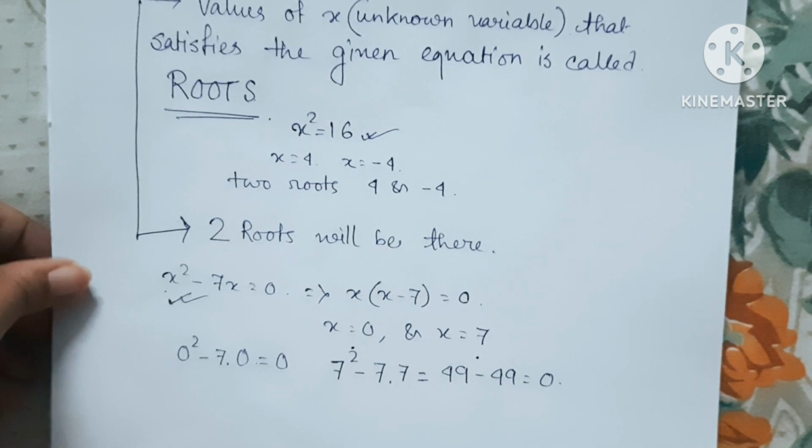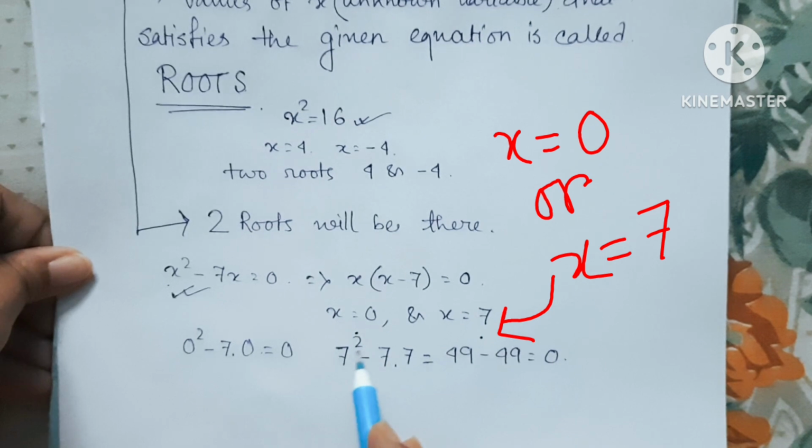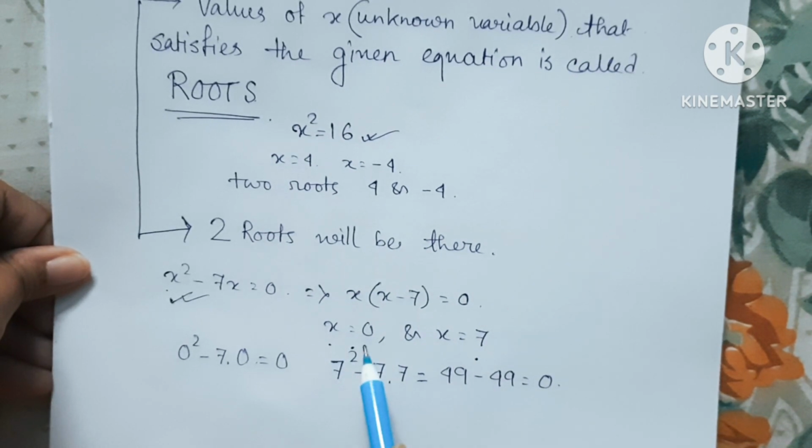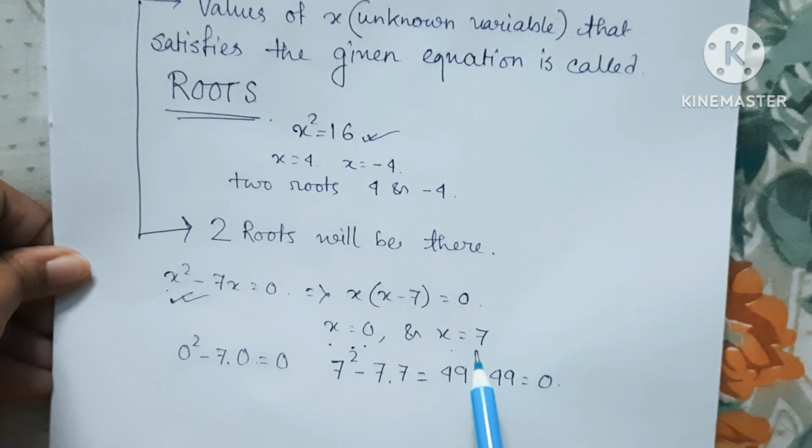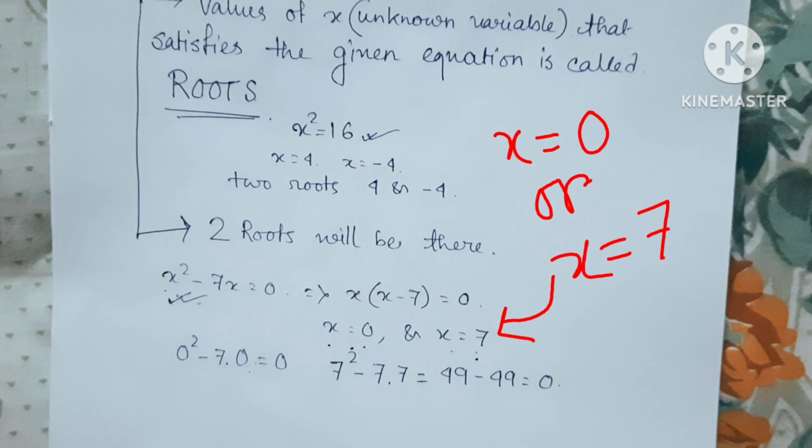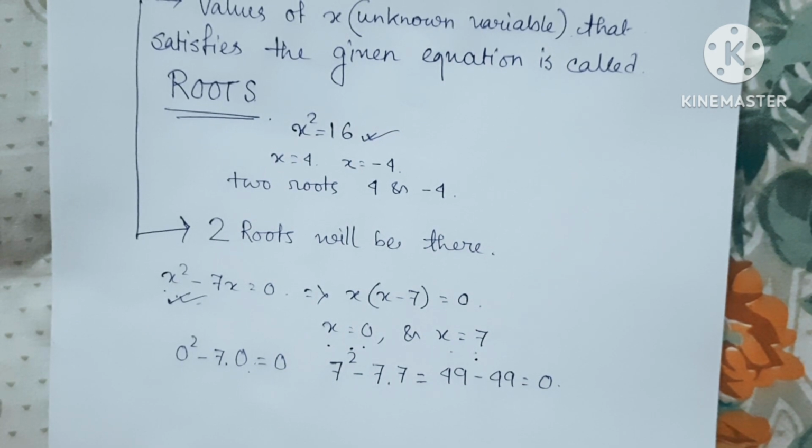Okay, clear? So these are satisfying. So x equal to 0 and x equal to 7, this satisfies this equation. So they are satisfying this equation. Okay. Now suppose you have a quadratic equation, how will you find out the roots of the quadratic equation? That means how will you solve the quadratic equation?